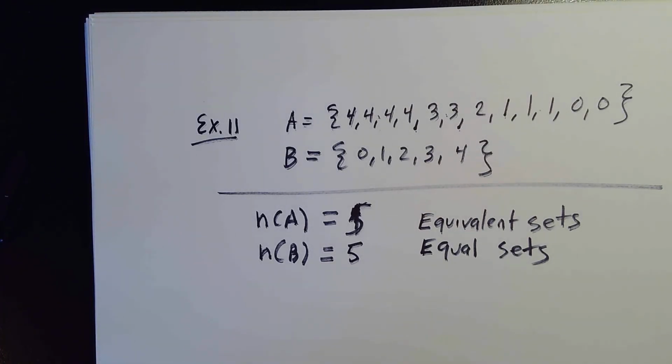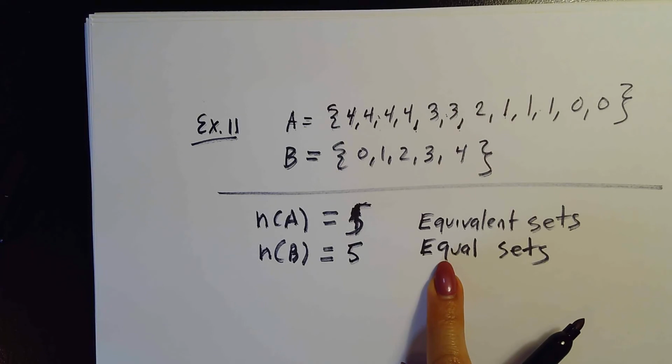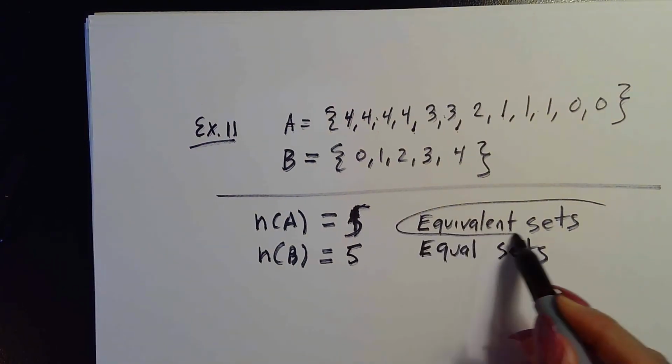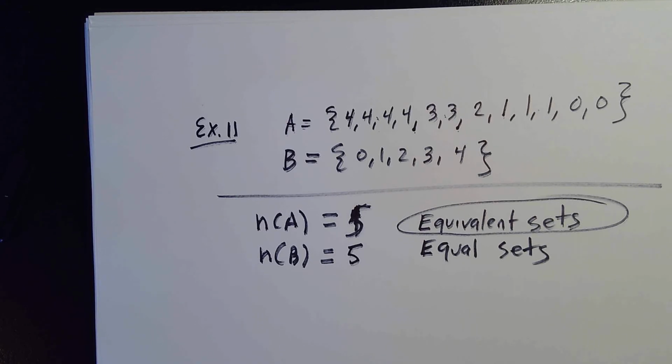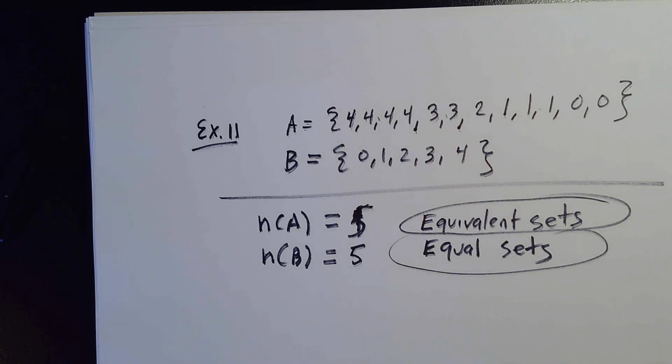So remember then that equal sets must have the same cardinality. For equal sets, you're looking at two things. For equivalent sets, you're only looking at the cardinalities to be the same, right? So this one, they're equivalent. But why are they also equal? Because they have both conditions, the same cardinality and the same elements. So don't forget the distinction between equivalent, which is only the same cardinality, and equal sets, which must have both the same cardinality and identical elements.